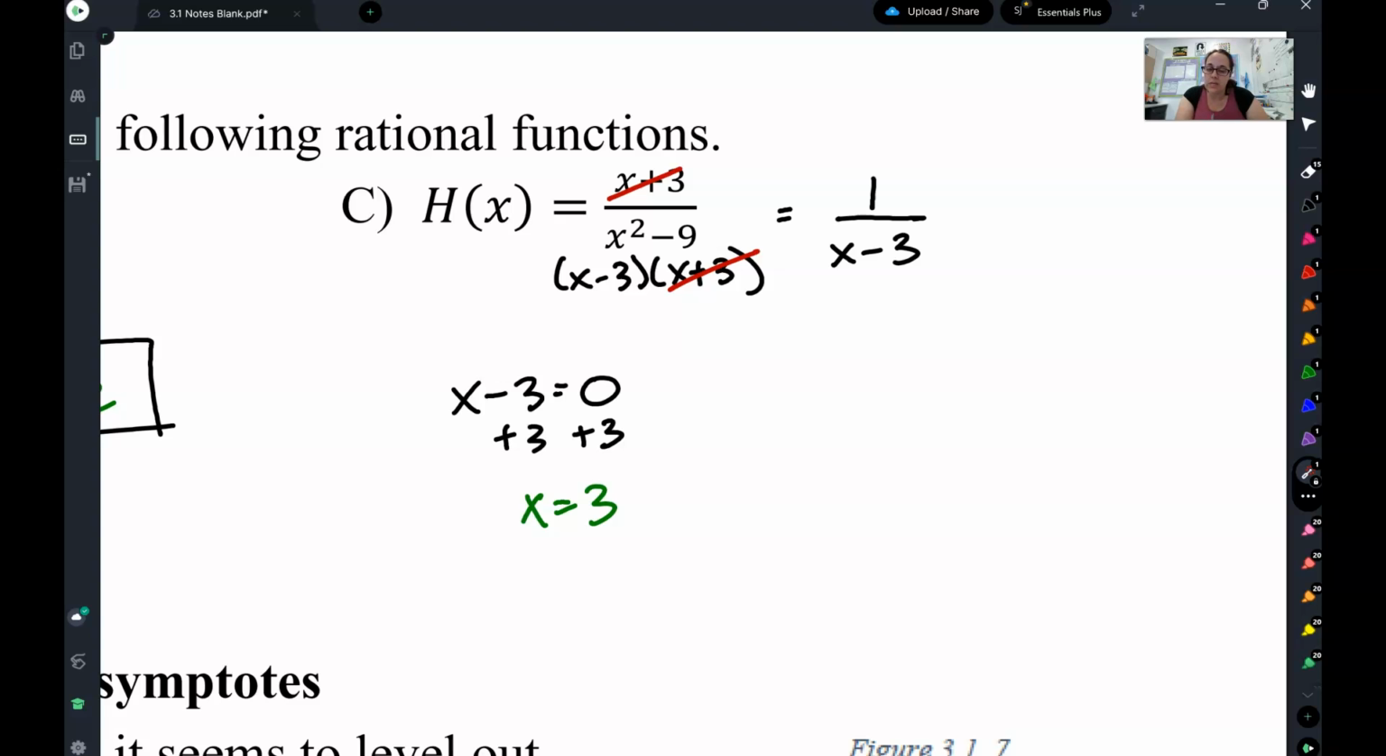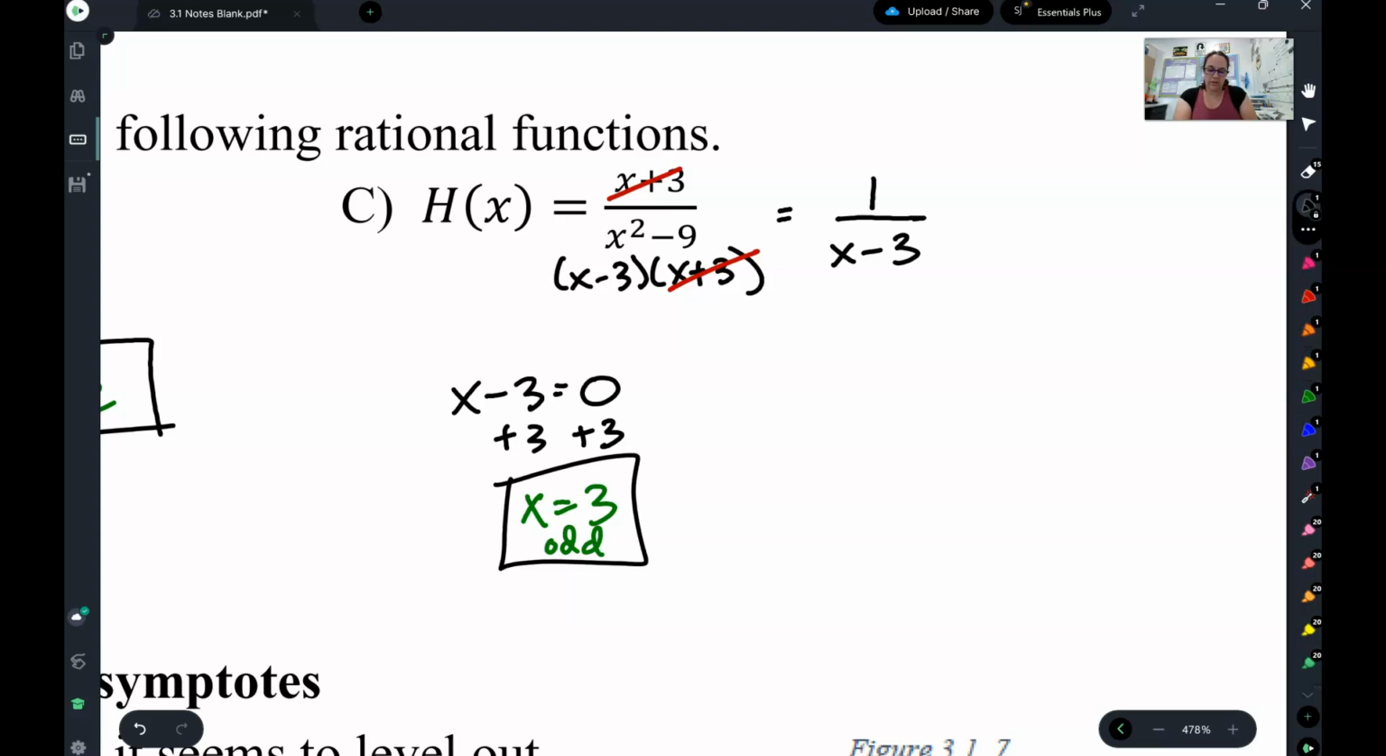But for now, we don't really need to know about holes. We just need to know we need to cancel them first, then look over here, and that's how I get my vertical asymptote. Now, this vertical asymptote came from x minus 3, which has a secret exponent of 1. 1 is odd. So this will be an odd asymptote.